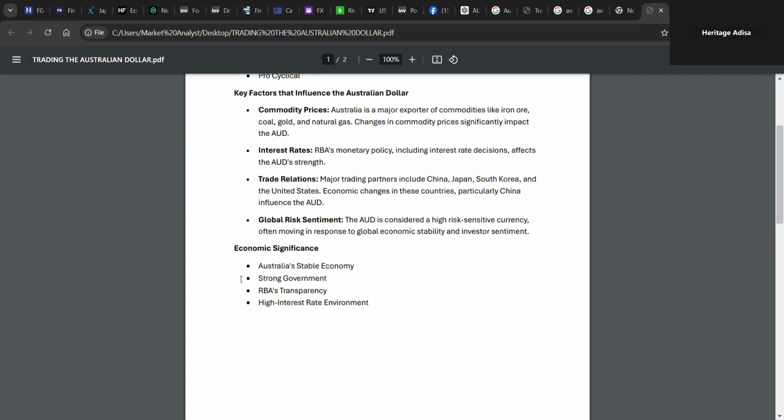So that means that whatever the RBA says, traders can take that and hold it and run with it, right? If they're doing something, they let us know, which is also a major part of this.